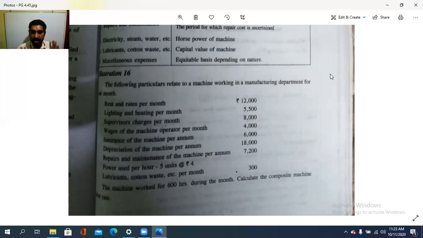So this type of problem will ask: the following particulars relate to a machine working in a manufacturing department for a month. Rent and rates per month 12,000, lighting and heating per month 5,500, supervisors charges per month 8,000, wages of the machine operator per month 4,000, insurance of the machine per annum 6,000, depreciation of the machine per annum 18,000, repairs and maintenance of the machine per annum 7,200, power used per hour 5 units at rupees 4, lubricants, cotton waste, etc. per month 300, and the machine worked for 600 hours during the month.